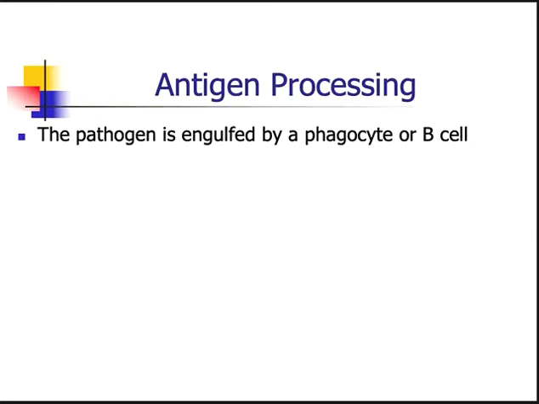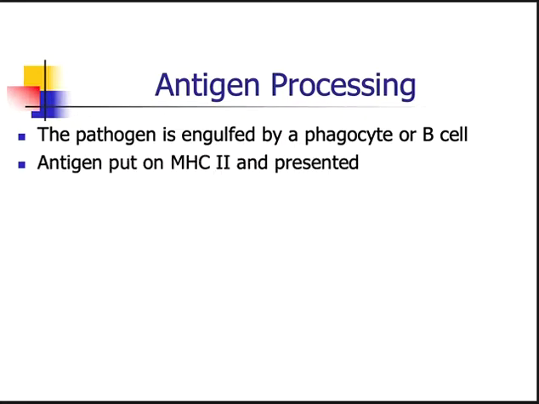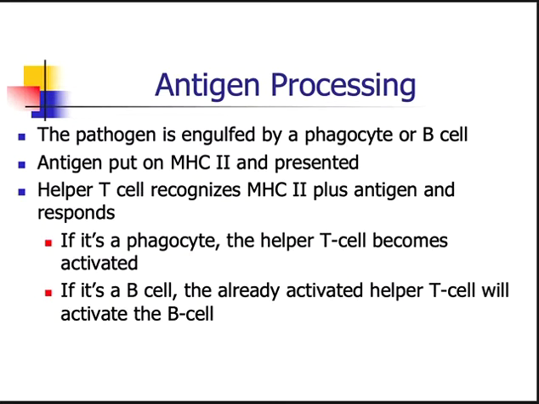Antigen processing: the pathogen is engulfed by a phagocyte. That could be a macrophage, a dendritic cell, or a B cell. And then that antigen will be displayed, or put on, the self tag. Since these are all white blood cells, the self tag will be type 2. And then that will be presented to a helper T cell. The helper T cell recognizes the MHC2 tag and that it's displaying antigen, and it responds. If it was a phagocyte that presented, the helper T cell becomes activated. If it was a B cell, then you would need this T cell to have already been activated by that antigen on another cell.